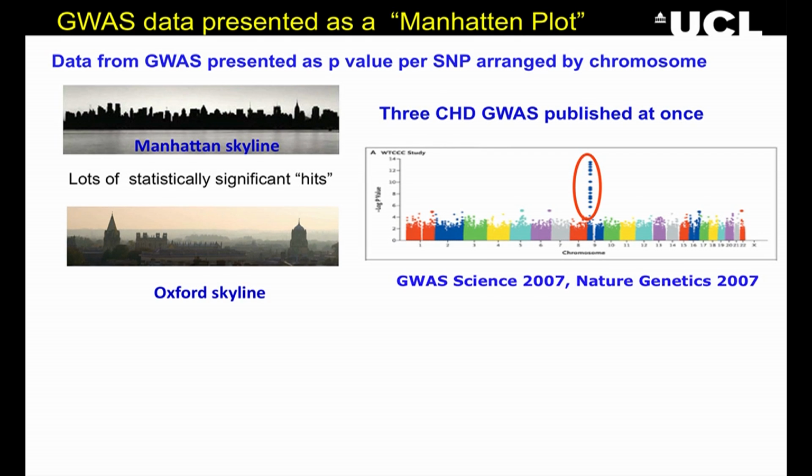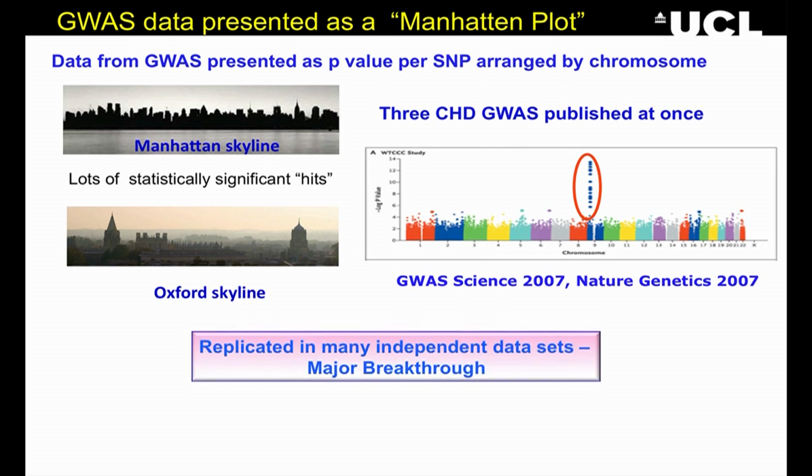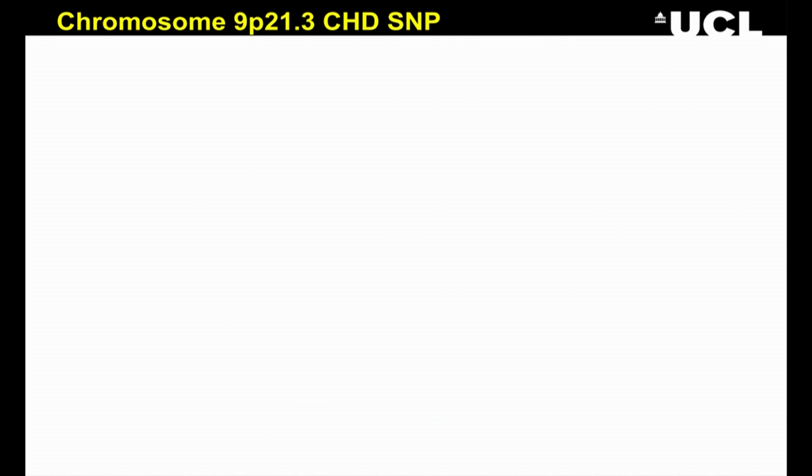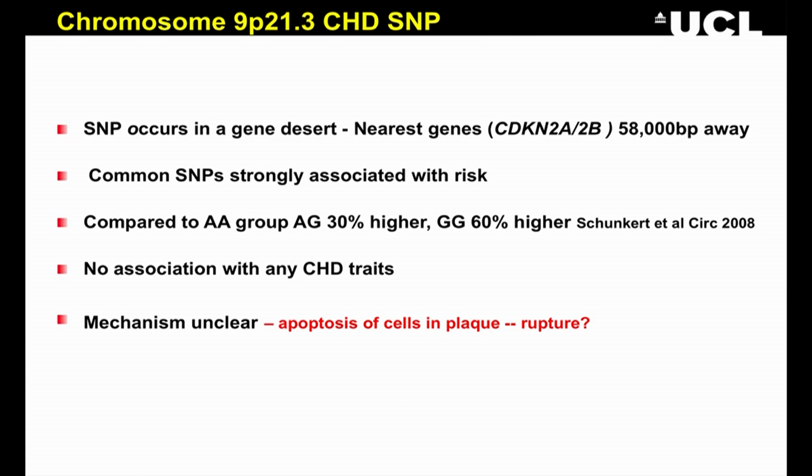The way the data is presented is in what's called a Manhattan plot. You present it along the X axis here as the chromosomes, and up here, in fact, it's the minus log of the p-value. So what you want is to find lots of different p-values that are statistically significant being associated with your trait. In 2007, there were 3 GWAS studies, genome-wide association studies for heart disease, published at once. All 3 of them looked like this. There was 1 hit and 1 hit only on chromosome 9. So it's not really a Manhattan skyline, it's more of an Oxford skyline.